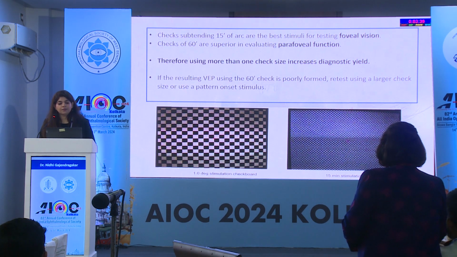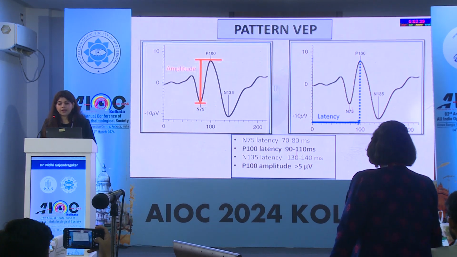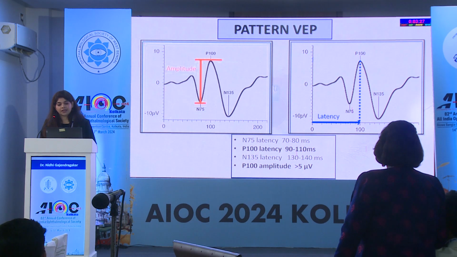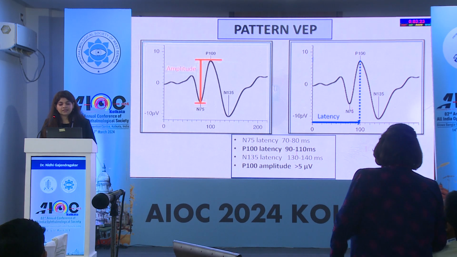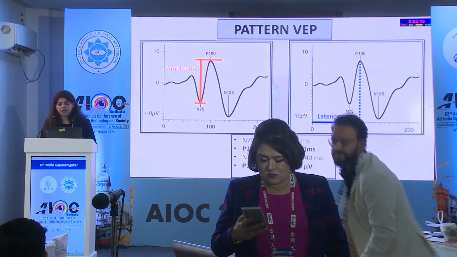If the resulting VEP using the 60-minute check is poorly performed, then retest using a larger check size or use a pattern onset stimulus. So this is how the waveform will look for pattern VEP. We have a negative, positive wave. The first negative is N75. Here the most important one is the first positive, which is the P100.